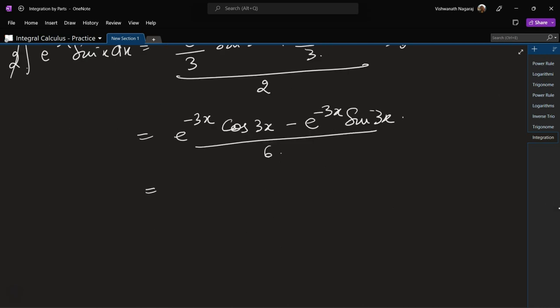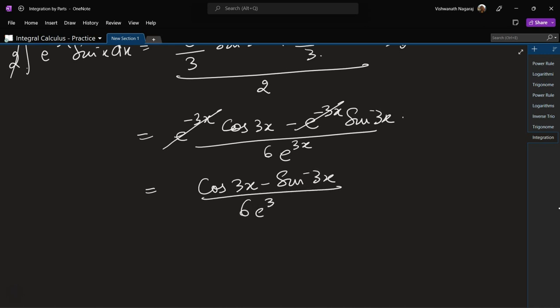Okay, now we can simplify it further by saying that e to the power of minus 3x is common, but the exponent is negative. So we take it common out and then bring it down, so e to the power of minus 3x in the denominator. What we end up with is cos 3x minus sine 3x by 6 e to the power of 3x, plus c. So that is the integral. So we saw integration by parts, a very powerful technique. Bye.